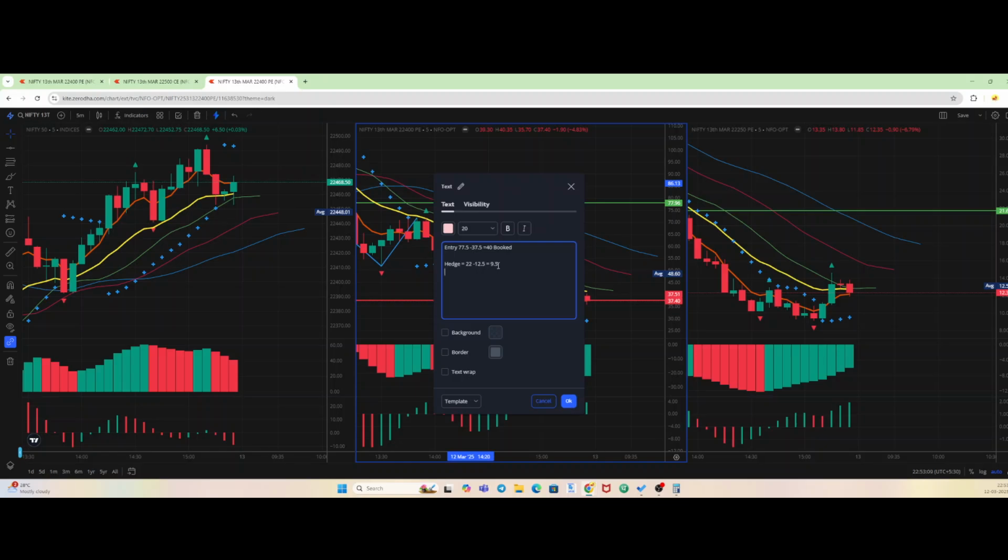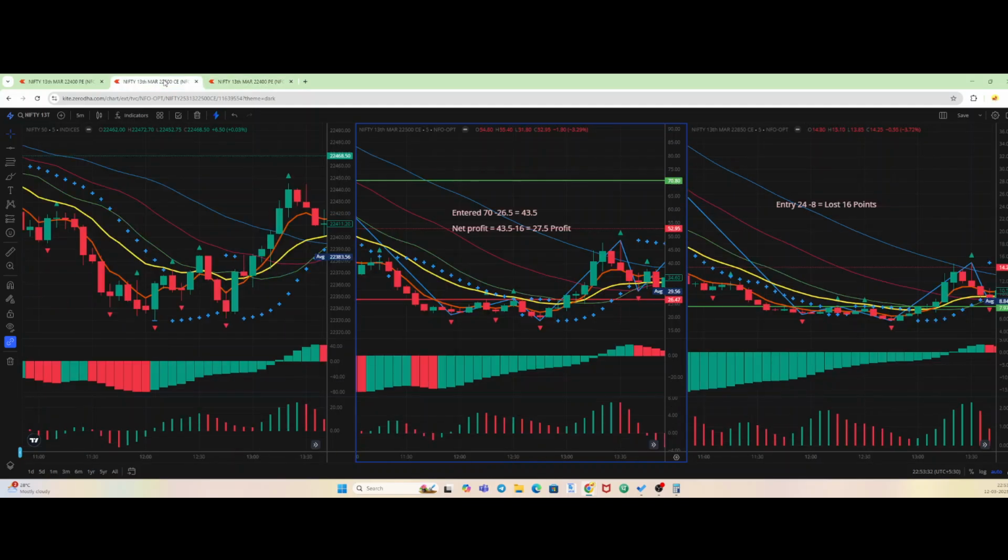So net profit, you can see here, net profit around 30.5 is the net profit. So C side already you can see here. This is P side 30.5. C side, you can see the 27.5 we have already booked. Total profit if you see.